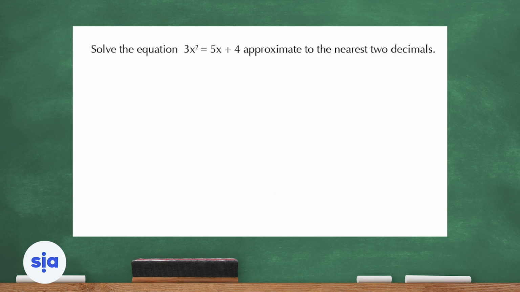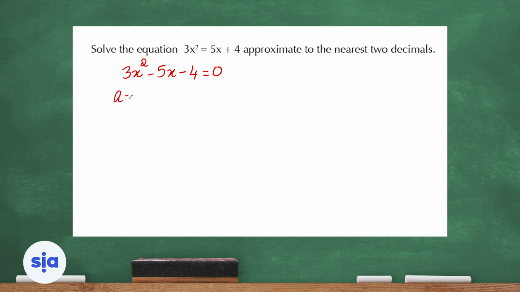Let's now solve another question. In this question, it's a quadratic equation. Let's put it in the right format: 3x squared minus 5x minus 4 equals 0. You have the option to do it by any of the ways, but this one cannot be factored. So in this case, we will do it with the quadratic formula.